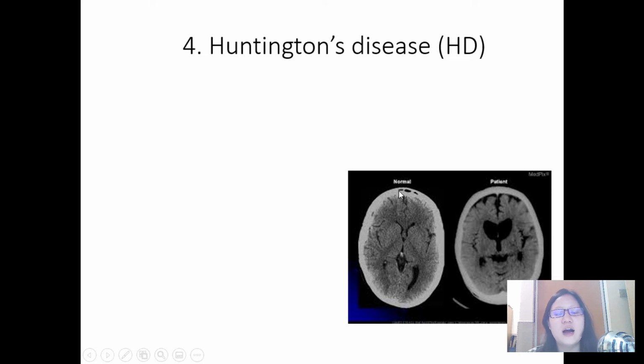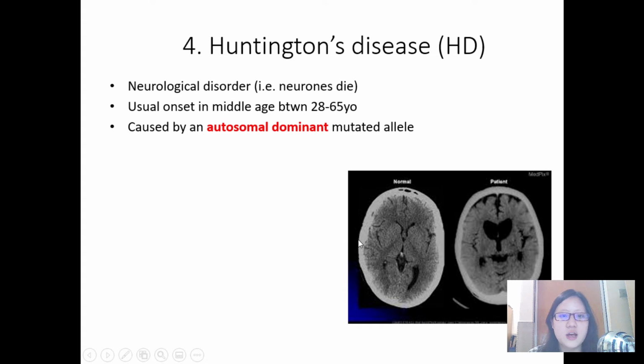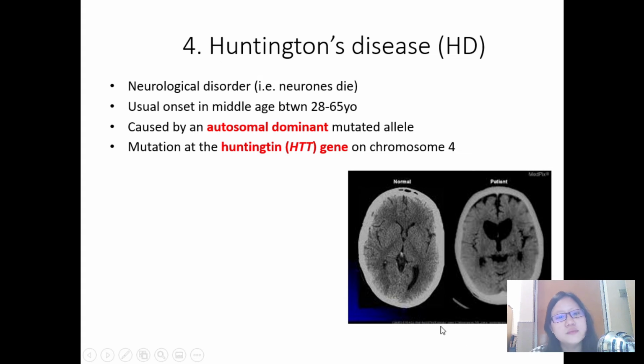Now, unlike the previous examples, this is an autosomal dominant disease. It's caused by an autosomal dominant mutated allele. It's a neurological disorder, i.e. neurons will die, and people usually don't know they have it, or they don't experience any symptoms until middle age, around 28 to 65 years old.